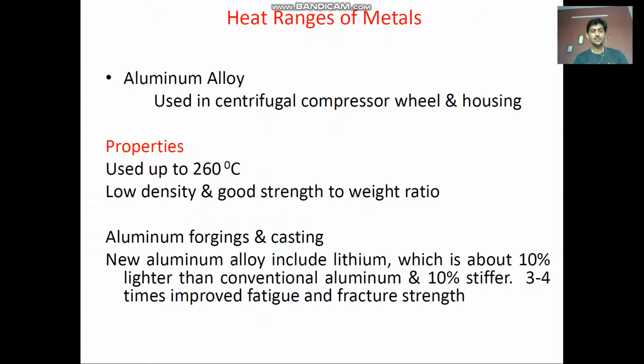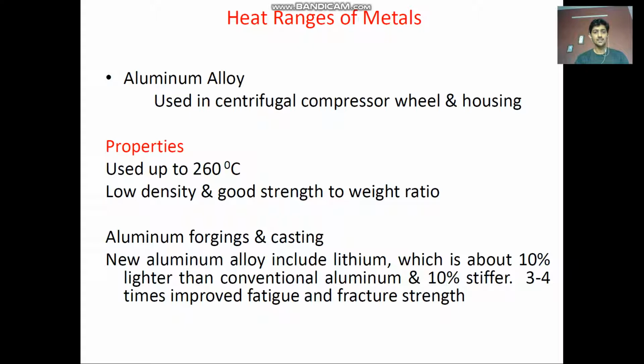Now, the basic metals we use in gas turbine engine components are titanium, aluminum, and cobalt alloys. Let us understand each material in detail. The first one is aluminum alloy. Aluminum alloy is basically used for centrifugal compressor wheels as well as housings.